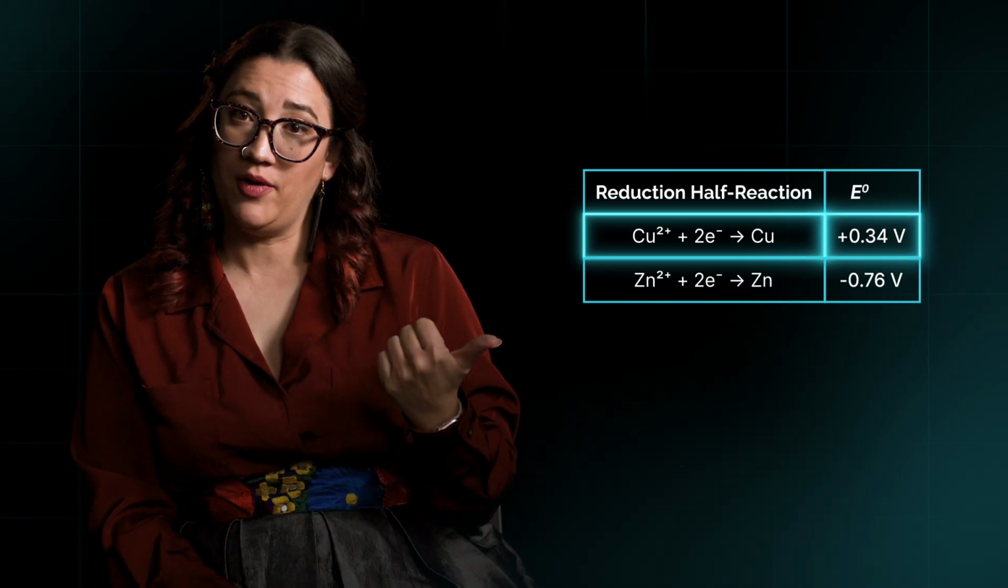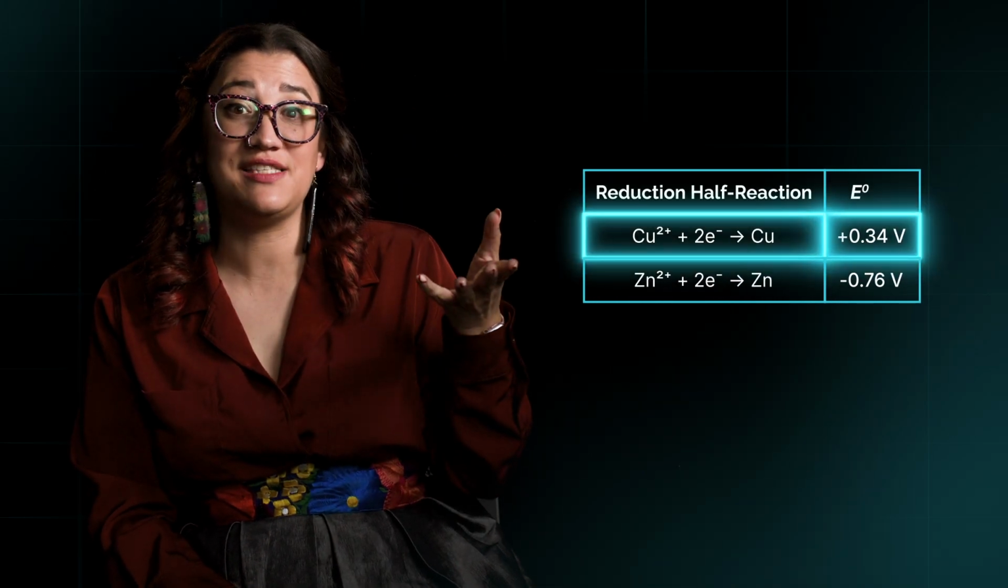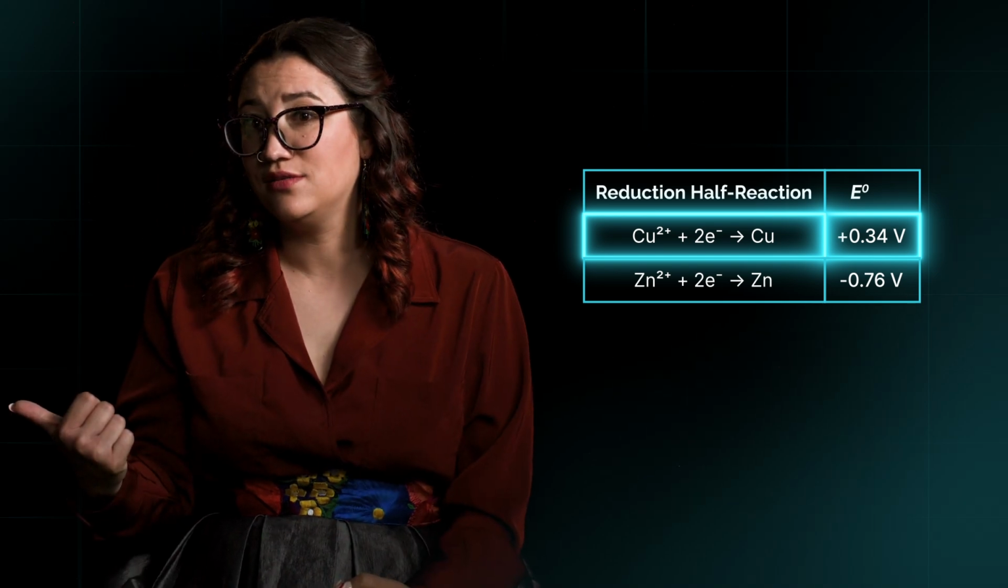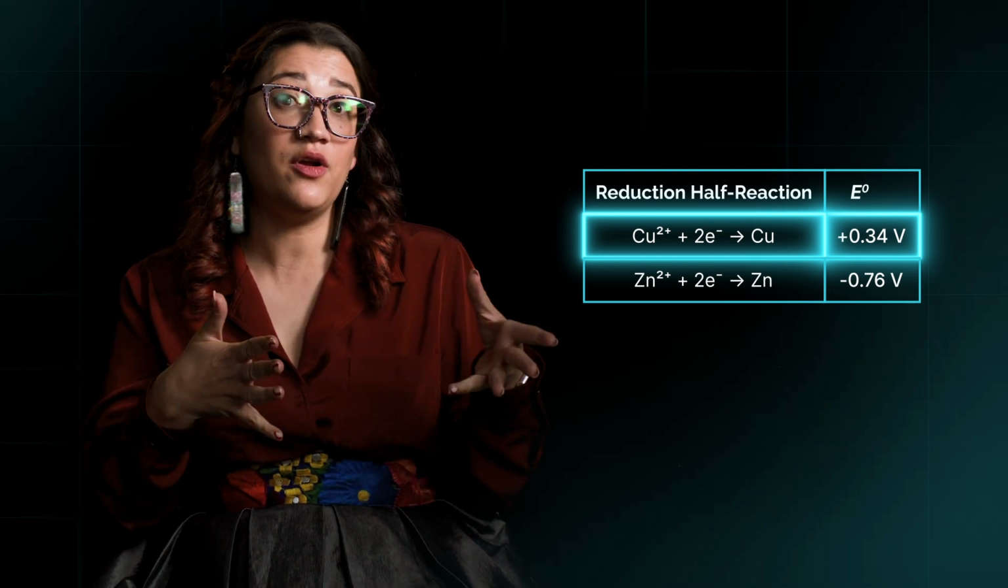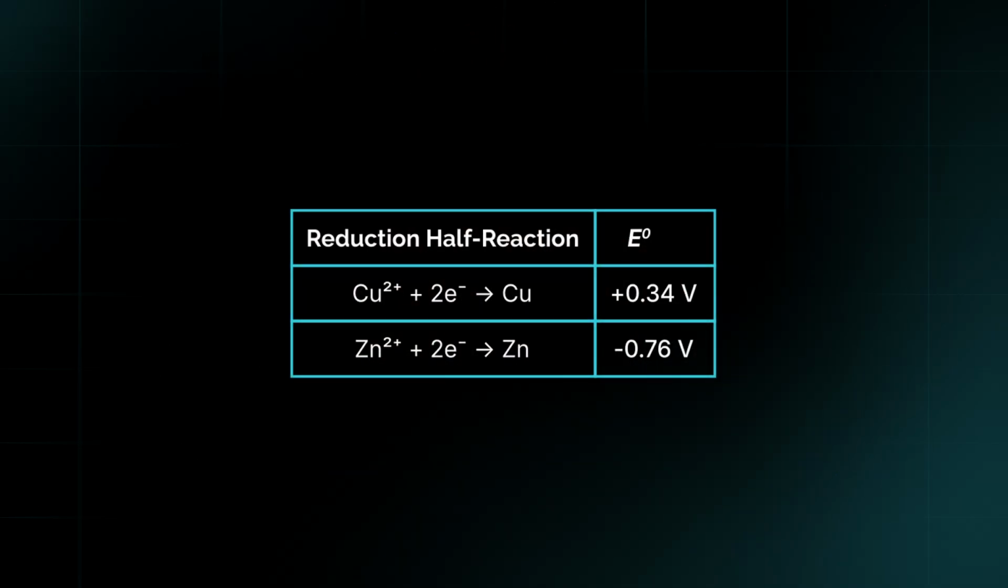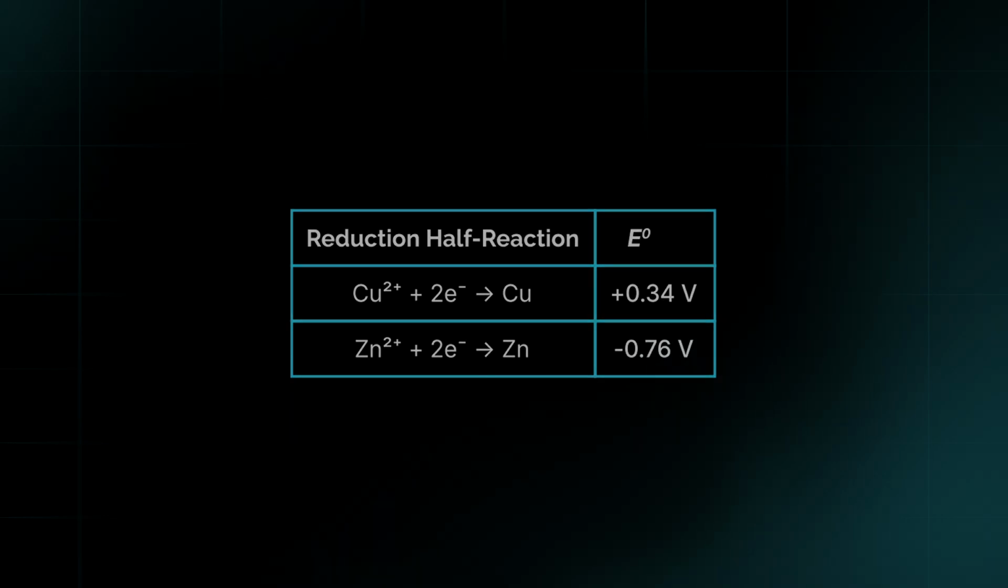To see how this plays out, let's compare two common metal ions. Copper ions have a more positive standard reduction potential, E0, than zinc ions. This means that copper likes gaining electrons more than zinc does. The Daniell cell, one of the first batteries ever built, took advantage of this difference. Since zinc likes electrons less than copper does, the spontaneous direction of electron flow is from zinc to copper.